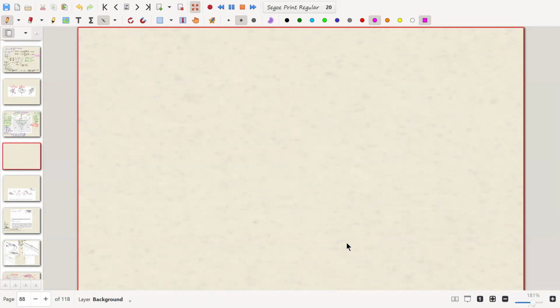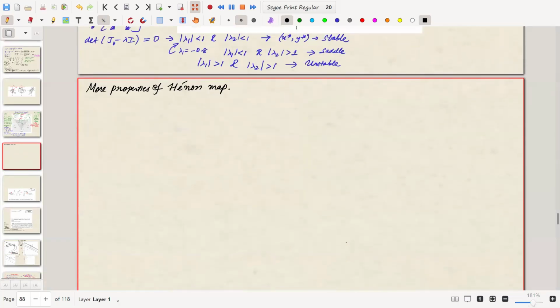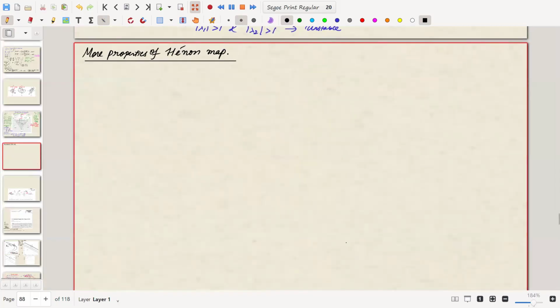Okay. So we will see some more properties of the map. Some more properties of the Henon map. Can you tell me the Henon map? We had the Henon map as both these quantities, xn plus 1, yn plus 1.